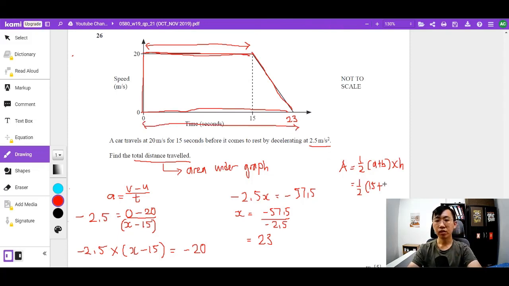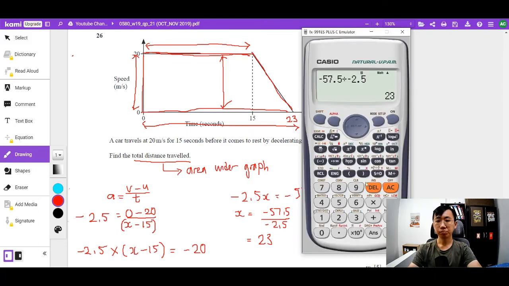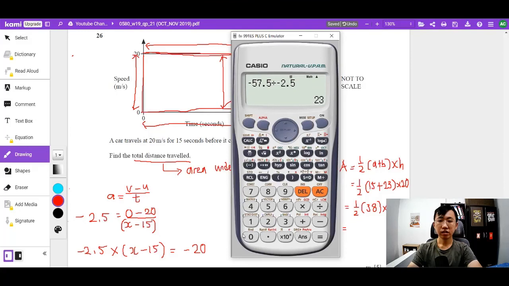That's why you need to know 23. Multiply with height. So obviously this is the height of your trapezium. How much is this? Check it out. 20. So we are going to multiply by 20 here. Alright, so half multiply with 15 plus 23, that will be 38. Multiply with 20. Okay, we can use calculator now. So let me move this a little bit. 0.5 times 38 times 20. So 380.